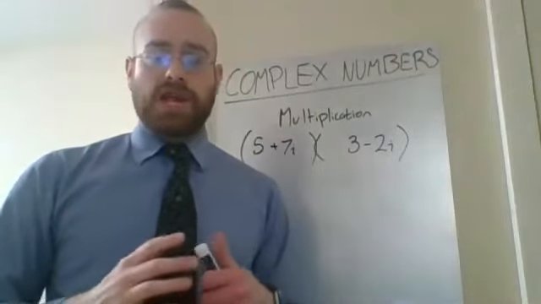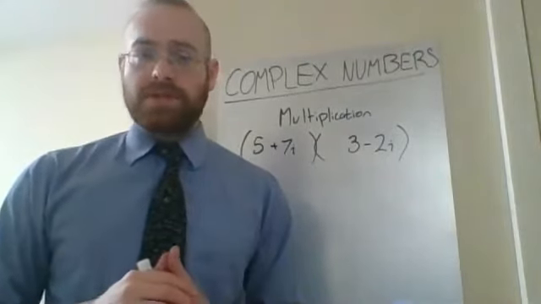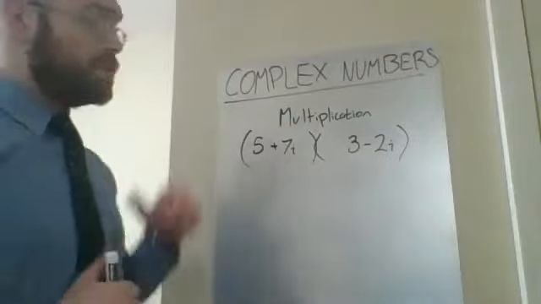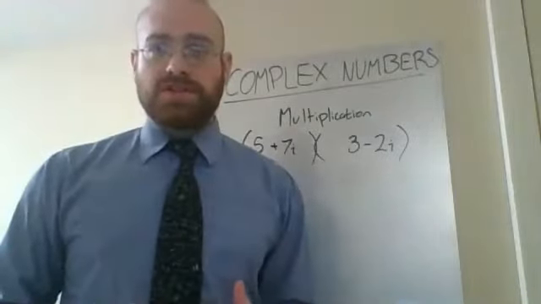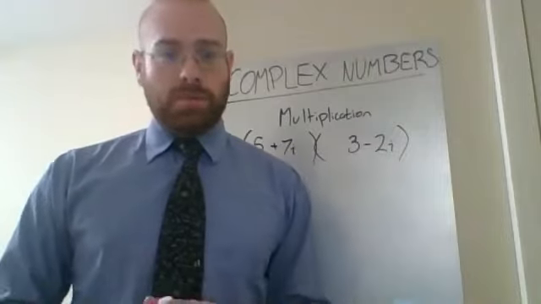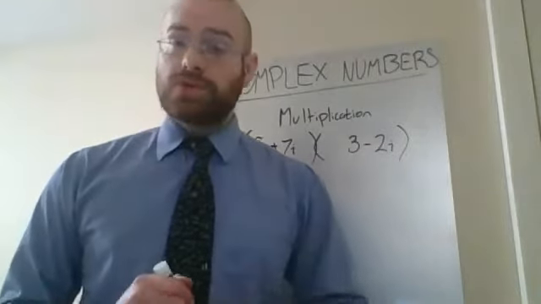So we are back for another example of working with complex numbers. Right now we're going to look at multiplication. We've shown that addition and subtraction both work, so let's try multiplication. And again, this works really well.